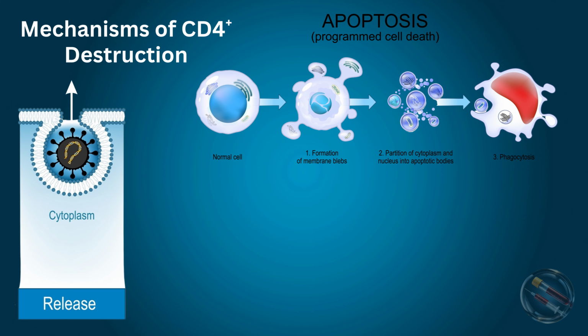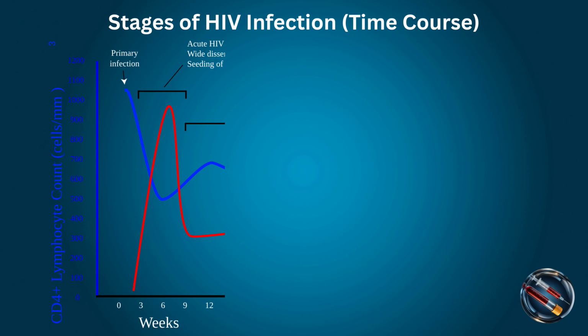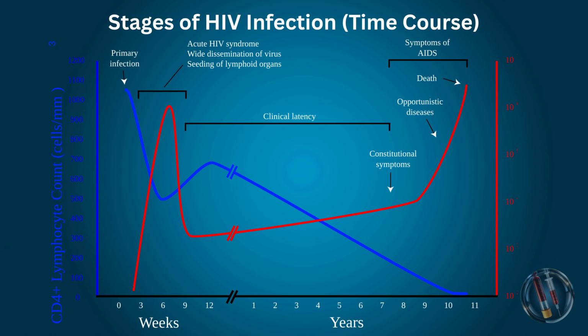Finally, the host immune response itself actively drives the CD4 positive decline through T cell mediated killing, a process wherein CD8 positive cytotoxic T cells recognize viral peptides presented by MHC1 on infected CD4 positive cells and destroy them. Left untreated, HIV progresses through three distinct clinical phases over a timeline of years. Phase 1 is acute retroviral syndrome.